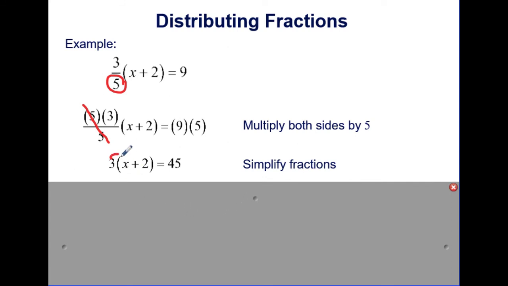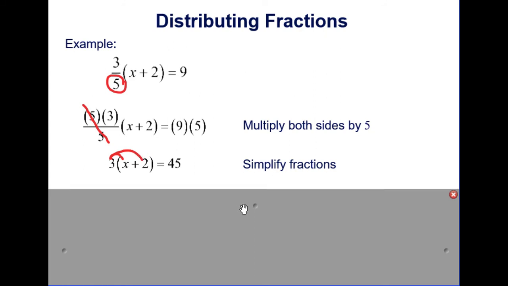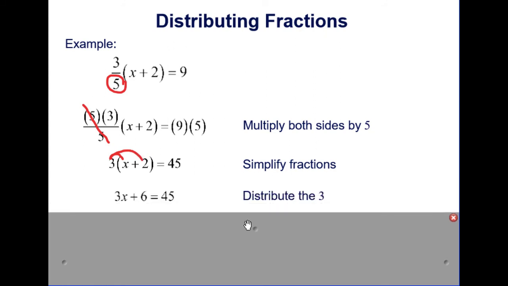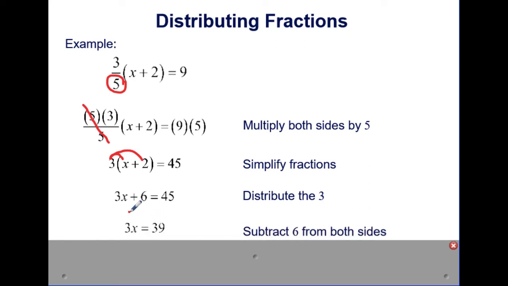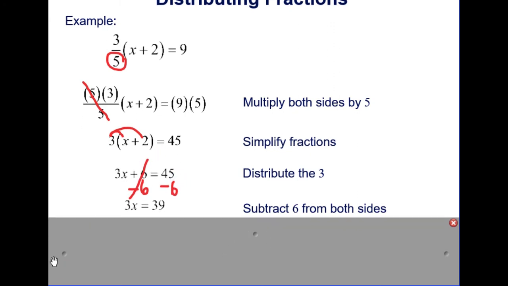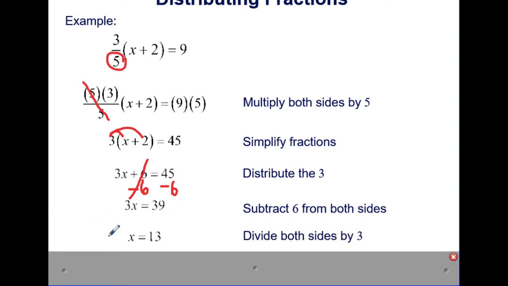We are then going to distribute the 3, which will leave 3x plus 6 equals 45. We have to undo the adding 6, so we'll subtract 6 from both sides, which will leave 3x equals 39. We'll then undo the multiply by 3 by dividing both sides by 3, which leaves our answer x equals 13.